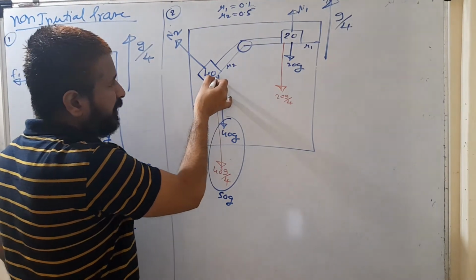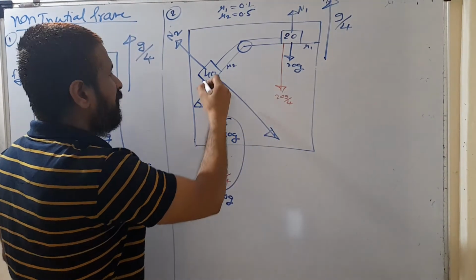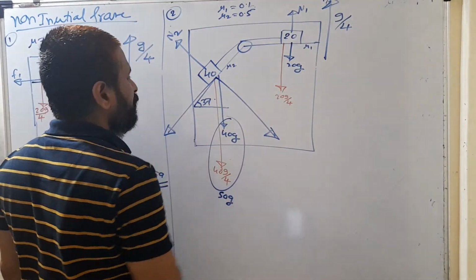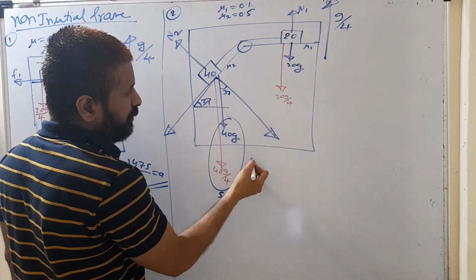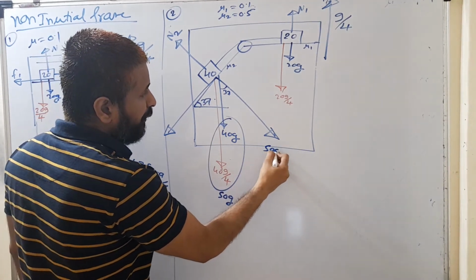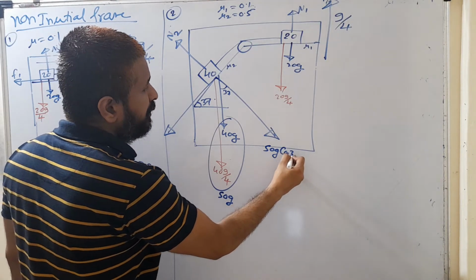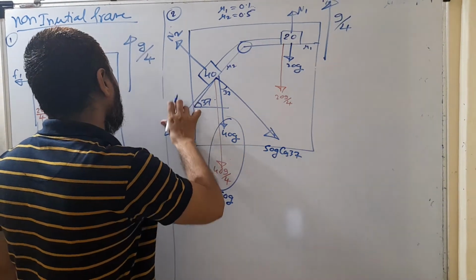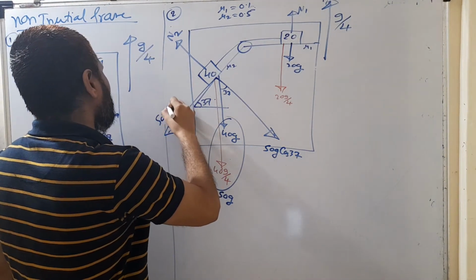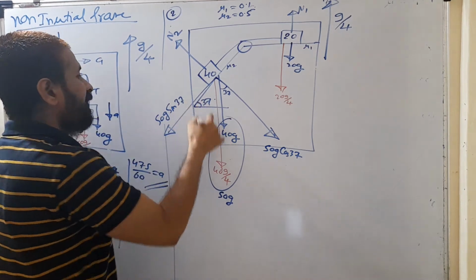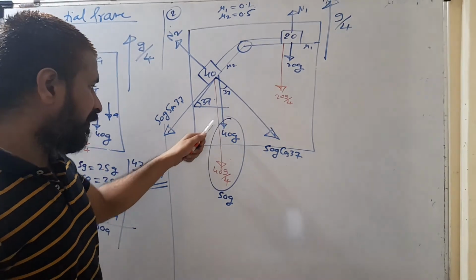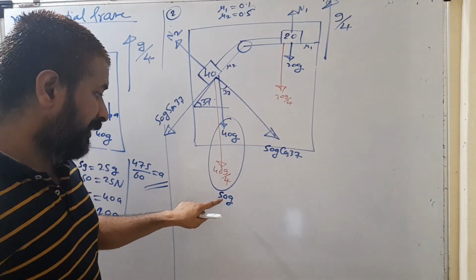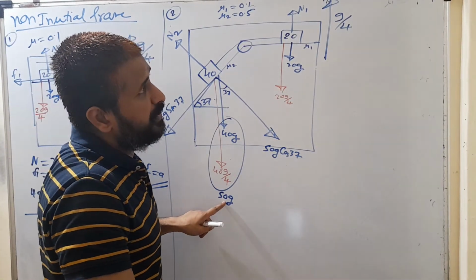So resolve this 50g into two components, the component which is perpendicular to the surface and the component which is parallel to the surface. If this angle is 37, this angle is also 37. So here what component are we going to get? 50g cos 37, and here we are going to get 50g sin 37. I have added weight and pseudo force because both are acting in the same direction, so we are getting the total weight. Its weight increases because that frame is accelerated upward.